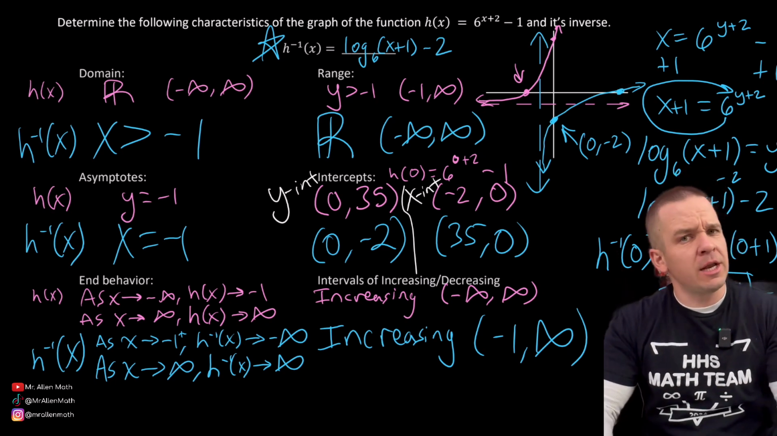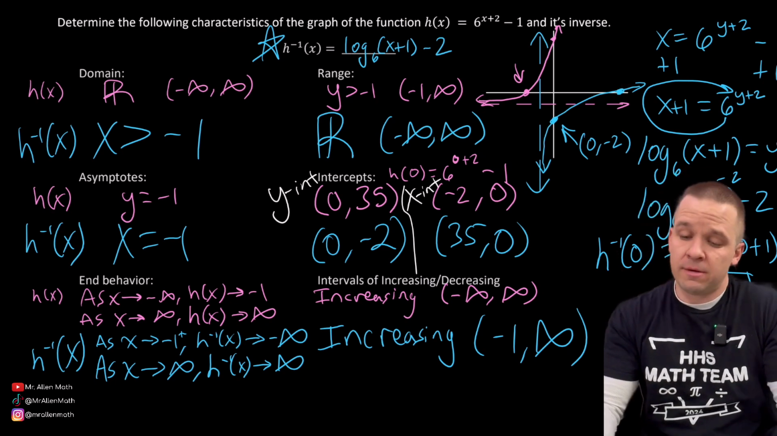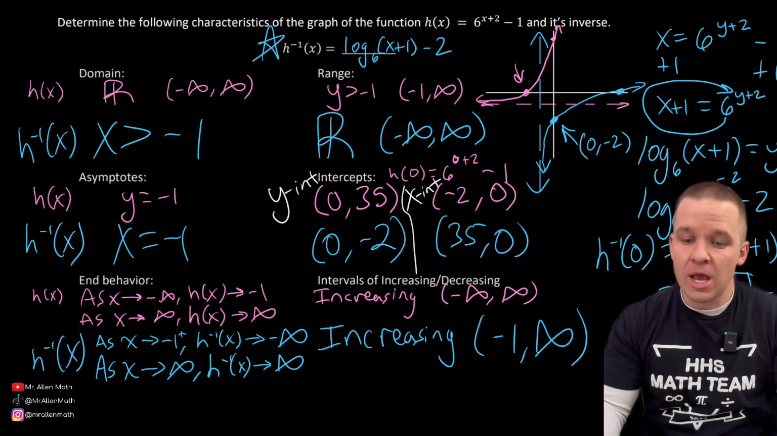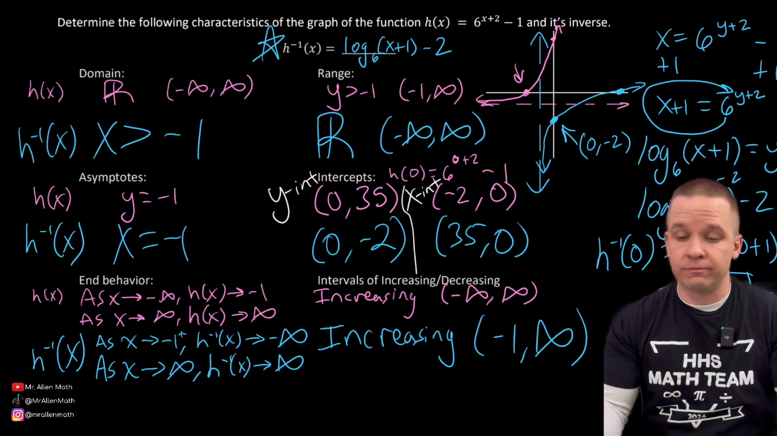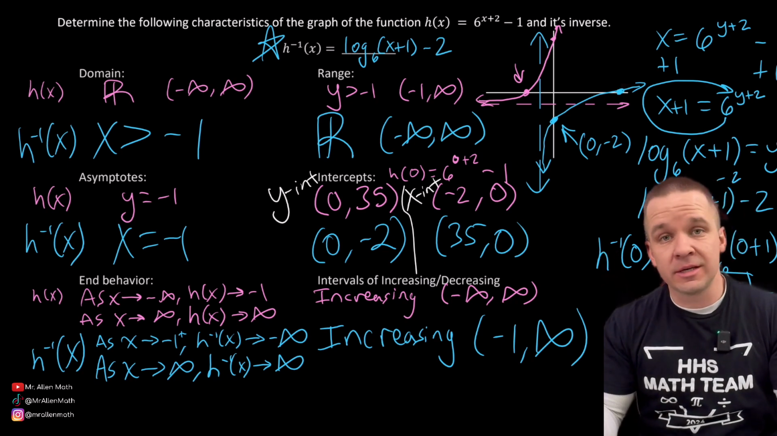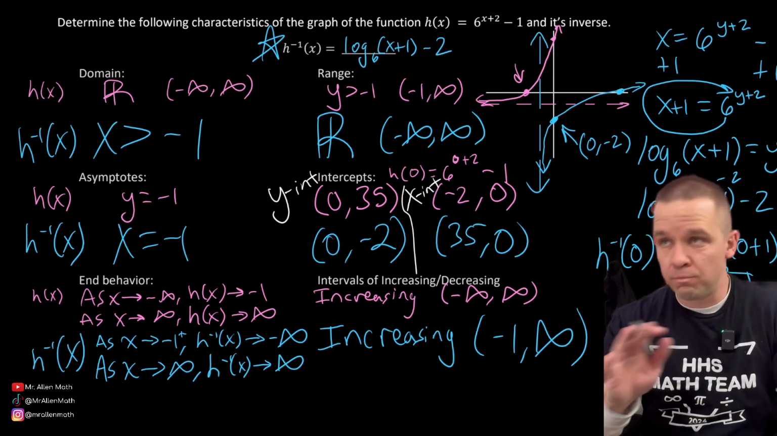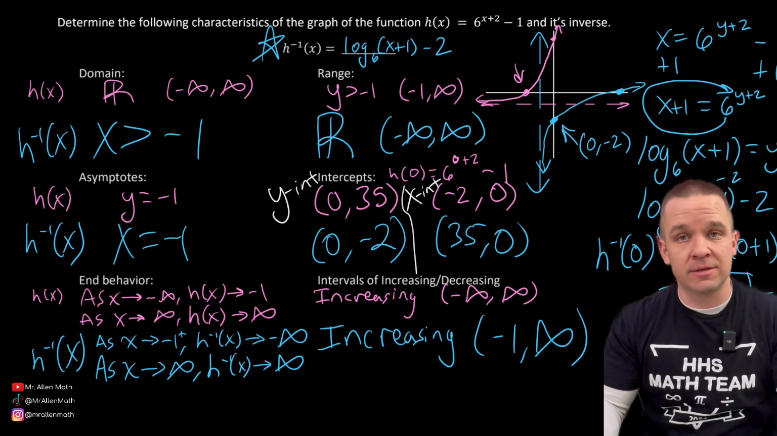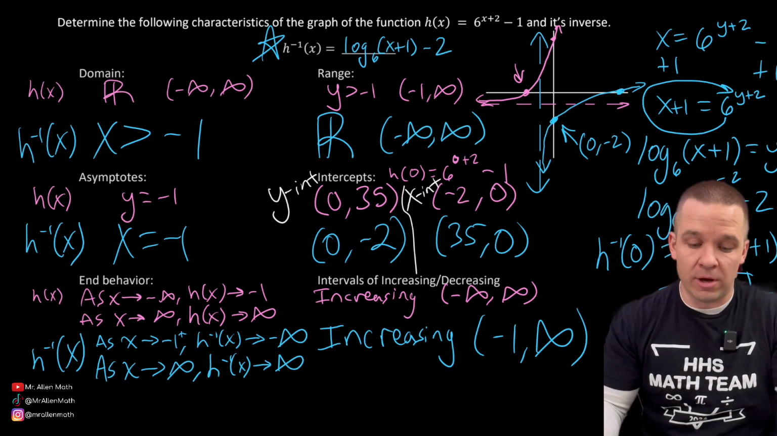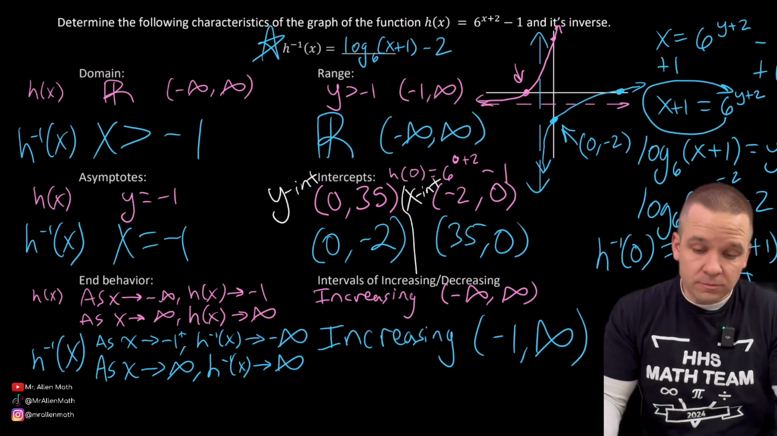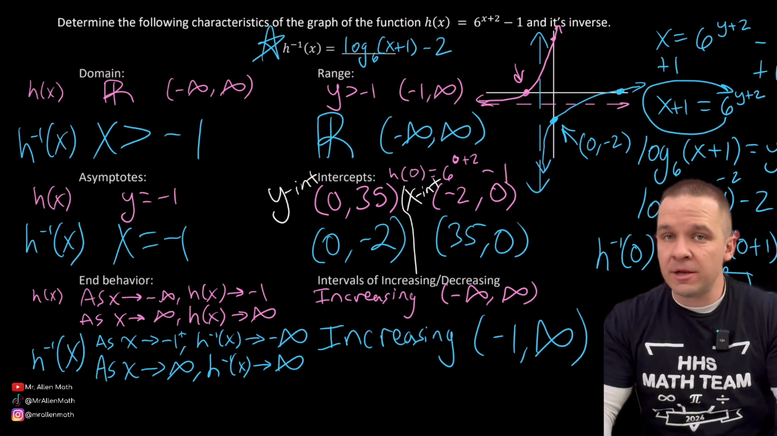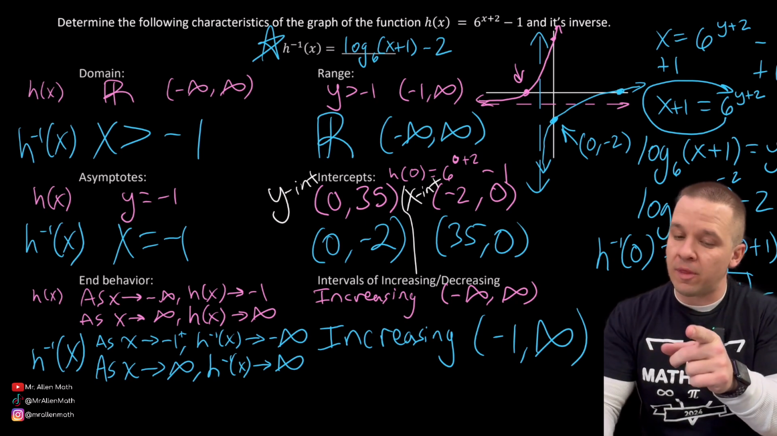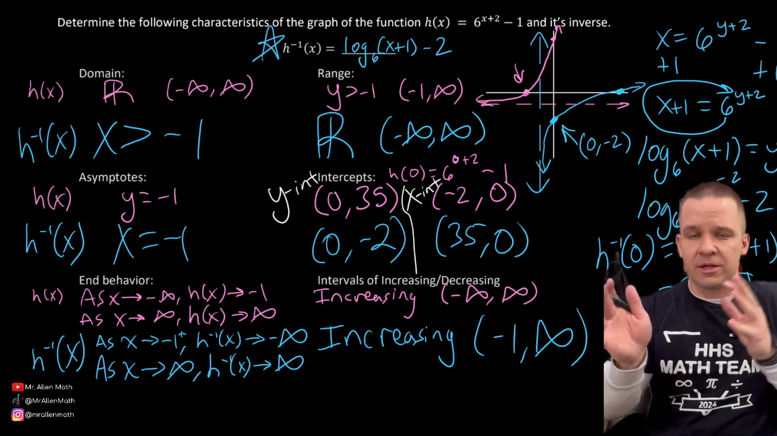So again, not very exciting for intervals of increasing and decreasing with these, but it is a question that can be asked, right? Those are multiple choice ones. You can be like, hey, which of the following is true about log base 6 of x plus 1 minus 2 on the outside? And it might say it's increasing from negative infinity to positive infinity. I would select that one. It might say that the domain is all real numbers. I wouldn't select that one. But if it said the range was all real numbers, I would select that one, right? So those are the kind of questions we can ask.